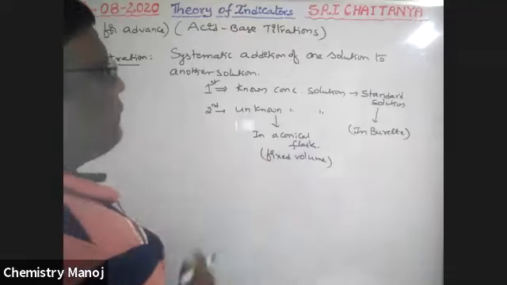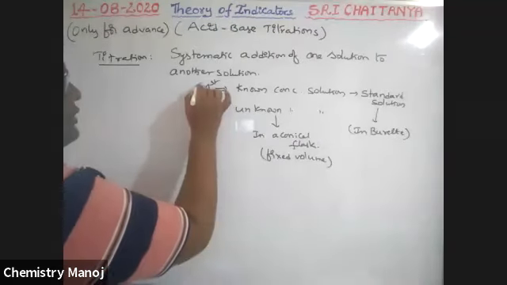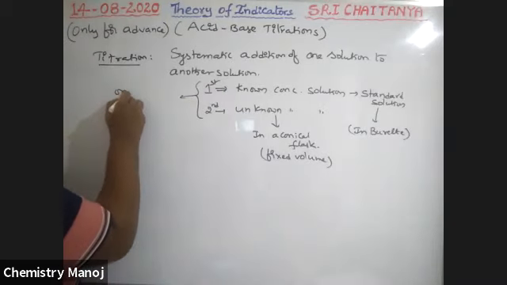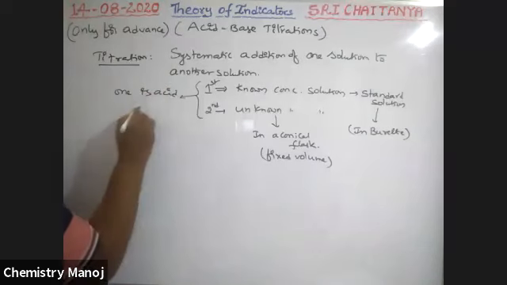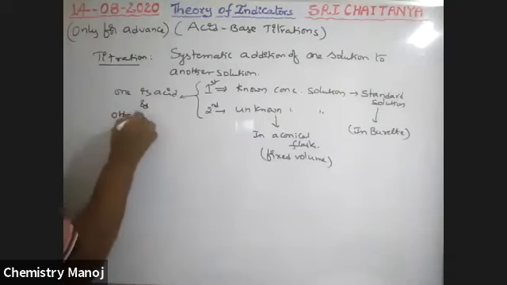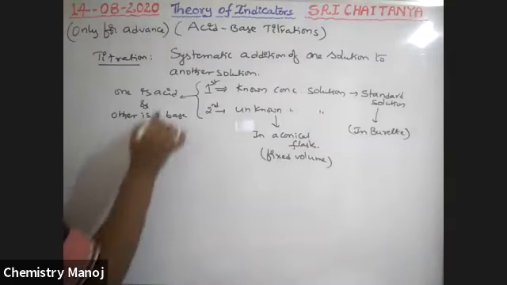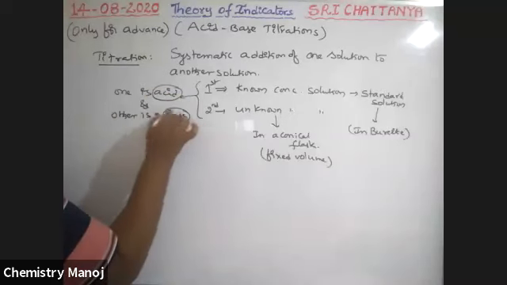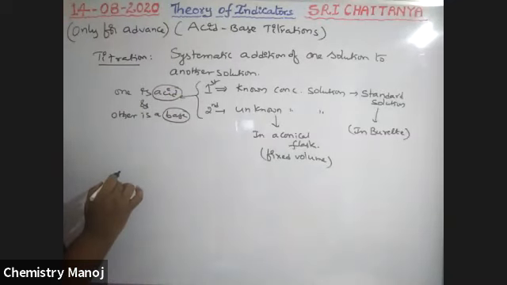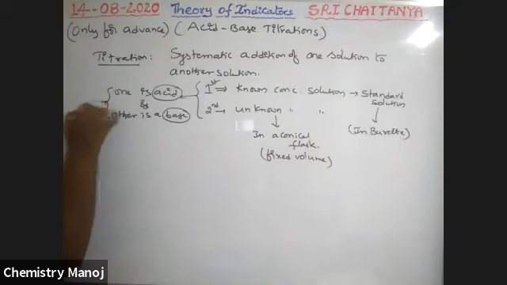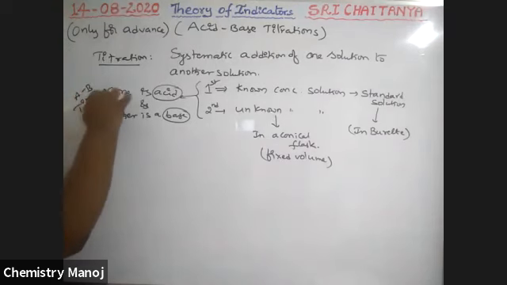Now, how, sir? See here. Among these two solutions, one is acid and the other is a base. That is why acid is titrated with base, or base is titrated with acid. That combination is called acid-base titration.